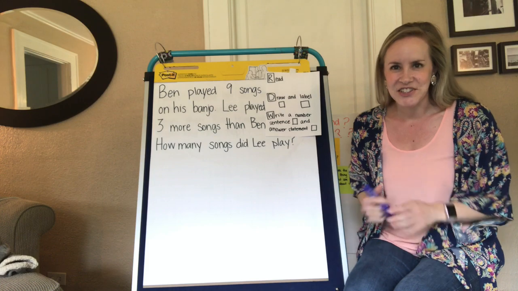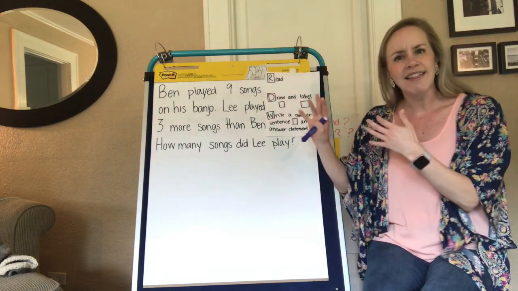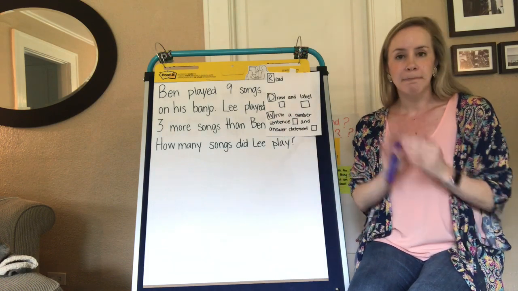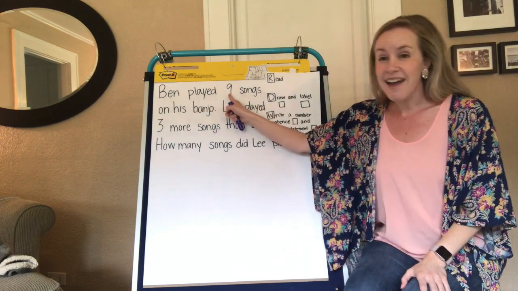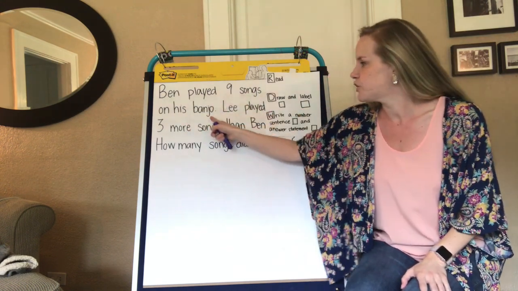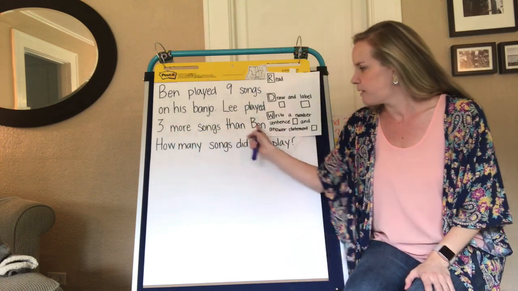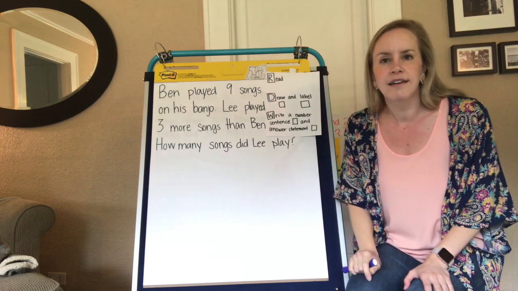All right, first graders, are you ready to get started? So we need to read first. I like to read the whole thing, and then I like to read it part by part. Let's read the whole thing. Ben played 9 songs on his banjo. Lee played 3 more songs than Ben. How many songs did Lee play?